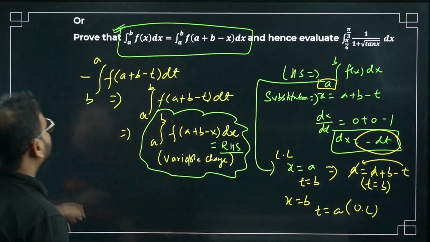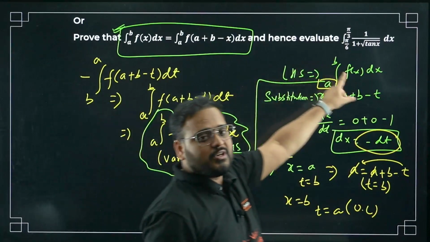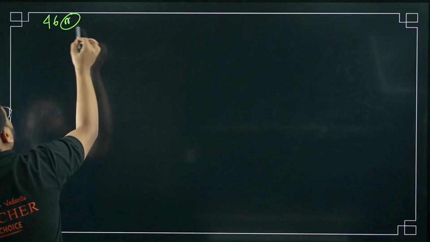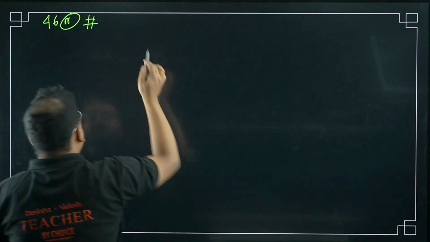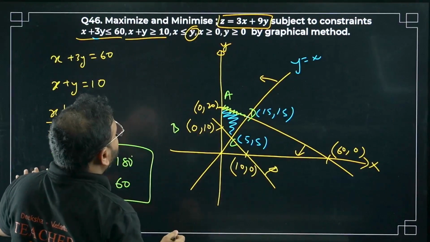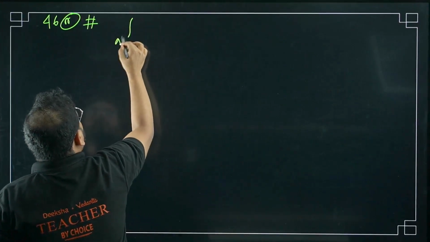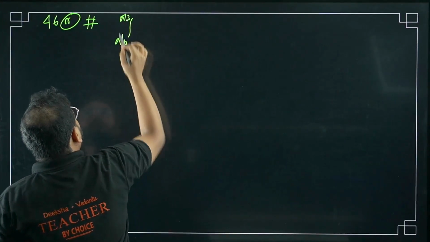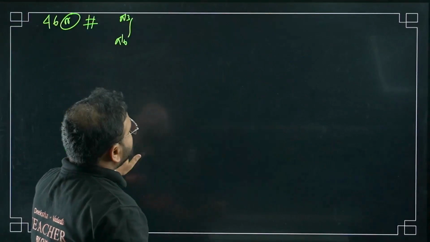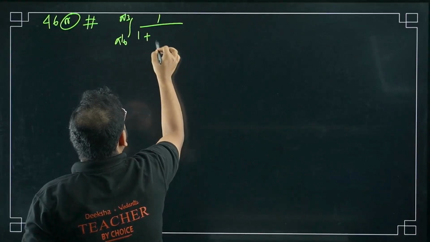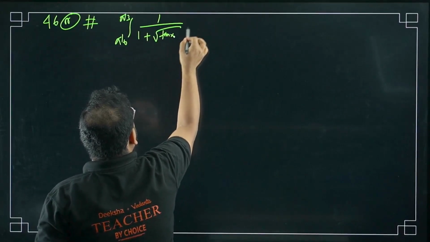Now we have to use the same approach in this particular question to solve it. I'm going to solve it on this side only. This is question number 46, the second part of the or question, which is the integral from pi by 6 to pi by 3 of 1 upon 1 plus root of tan x dx.